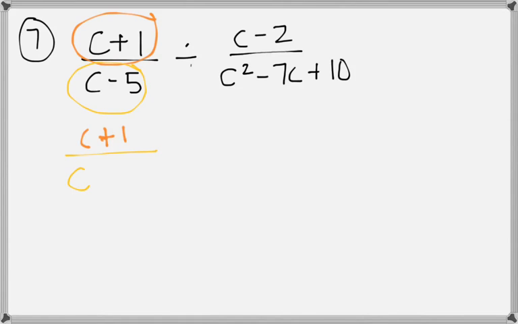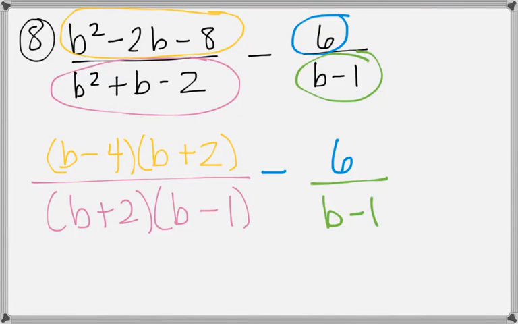No GCF, no parentheses that I could use. Over here, can I be able to have a common denominator? So, what do I have in this one that this one doesn't have in the denominator? I don't have a b plus 2 over here, but I had two things over here. So I've got to take this b plus 2 and multiply it right here.